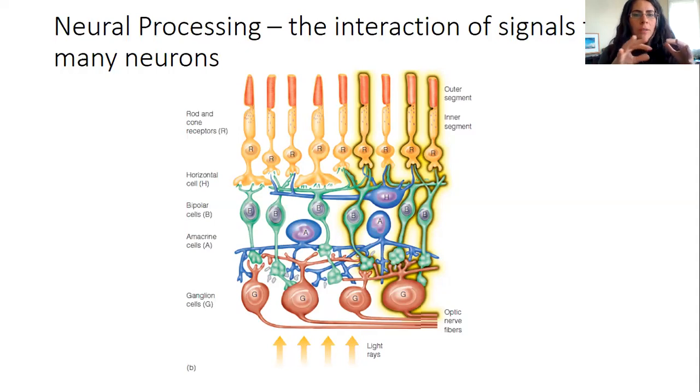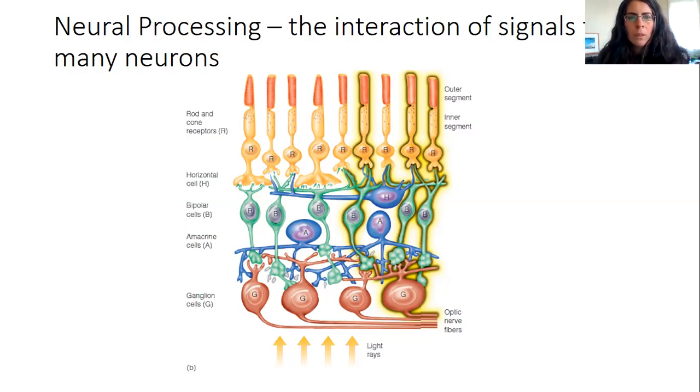The rod system makes more connections with bipolar and ganglion cells than the cones do, right? There are more rods that synapse onto a single bipolar cell to a ganglion cell, whereas you have some cones in the visual system that have this direct line to the brain: cone, bipolar cell, ganglion cell.